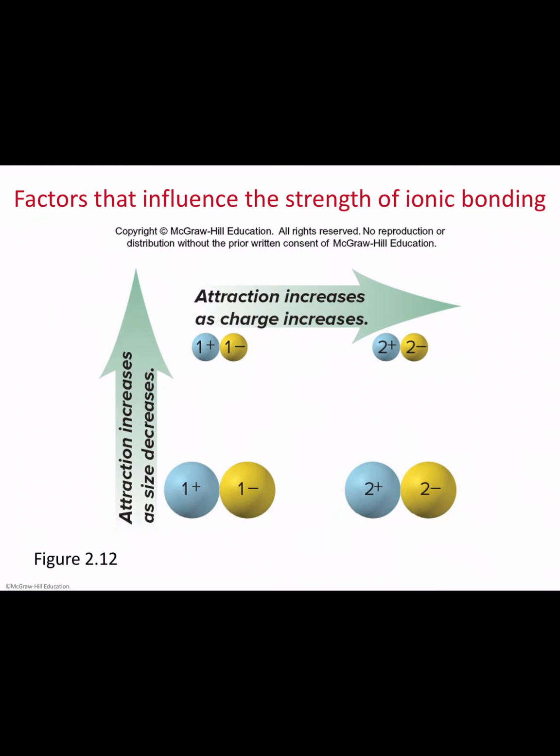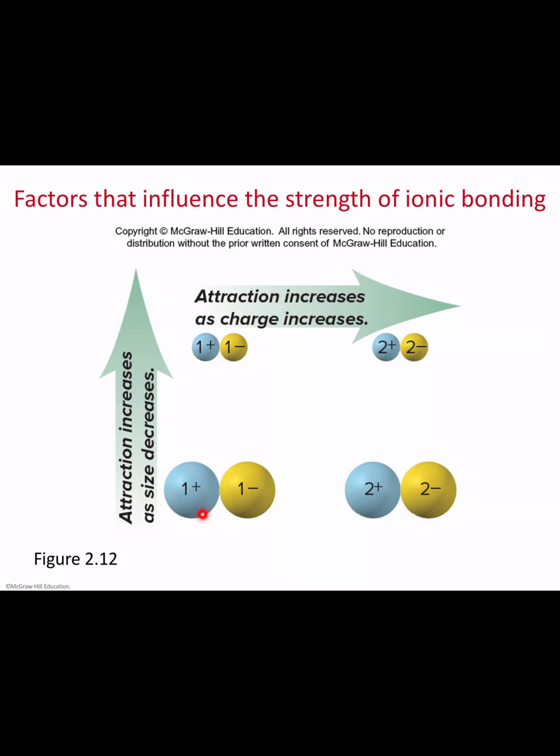Now these ionic bonds that form, their strength depends on the charge and the size of the atoms. These are the factors that influence the strength of ionic bonding. If you have a higher charge like +2 and -2, attraction increases. And as the size decreases, attraction increases. We will learn later about the trends in the periodic table. As you go down the periodic table, size increases. So attraction increases as the size decreases.